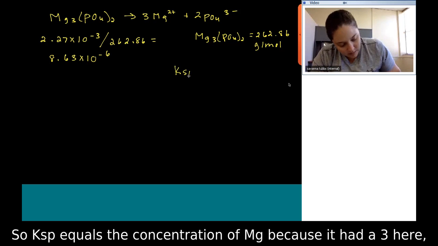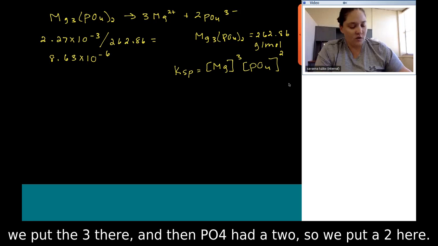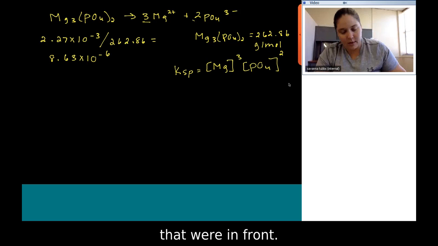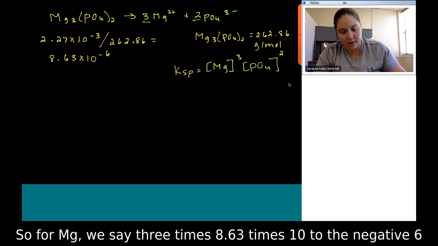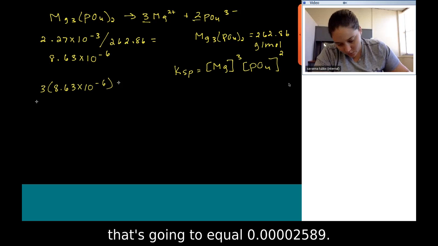So KSP equals the concentration of Mg, because it had a 3 here, we put the 3 there, and then PO4 had a 2, so we put a 2 here. So we're now going to take this and multiply it by the numbers that were in front. So for Mg, we say 3 times 8.63 times 10 to the negative 6 equals 0.0000259.